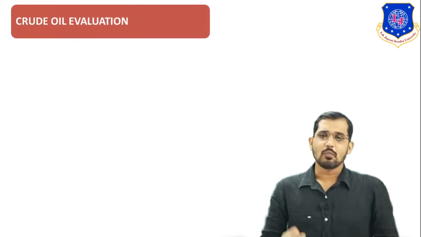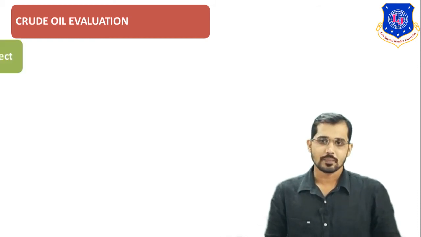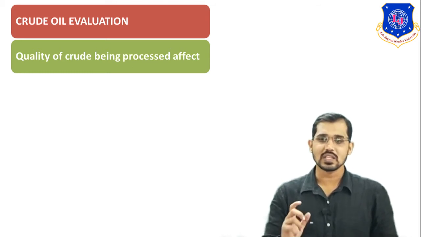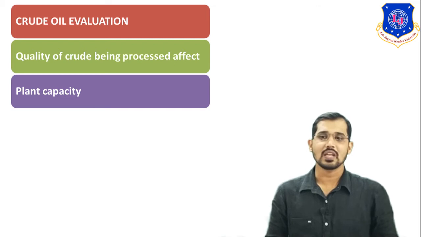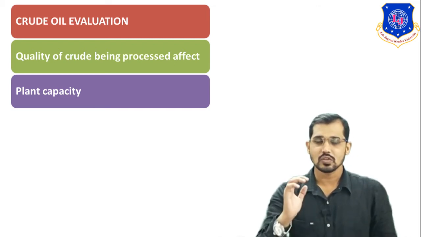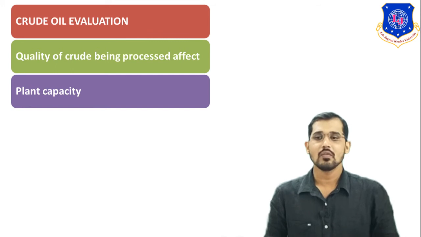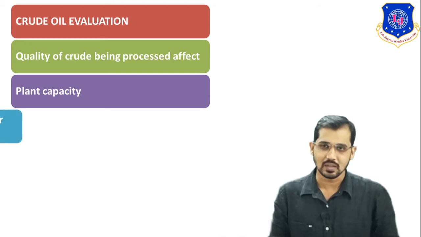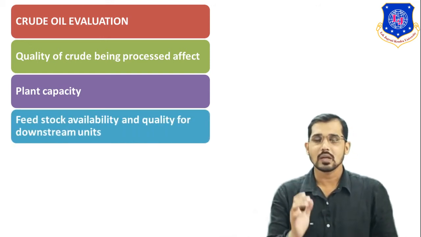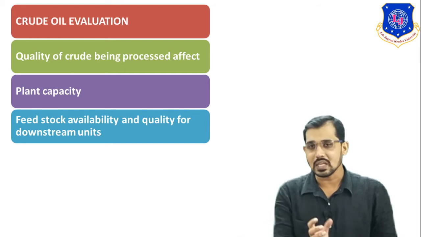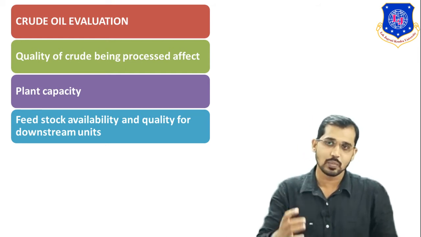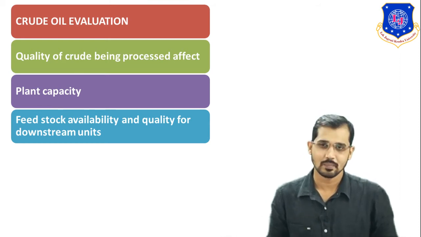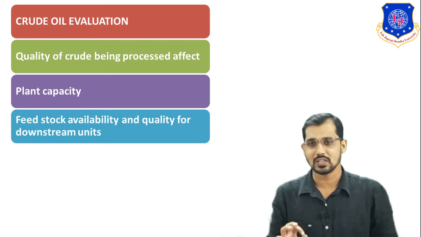Lastly, now we will see some important points related to crude oil evaluation. So the first point is the quality of crude being processed. Followed by plant capacity. So these are the important parameters which should be considered during crude oil evaluation. First of all, you should know the quality of the crude which is being processed. After that, plant capacity. After that, feedstock, meaning the percentage of the various alkanes or alkenes, whatever percentage of the hydrocarbons is present in the feedstock. You should know feedstock availability and quality for the downstream units, meaning you should know the compositions of the feed.